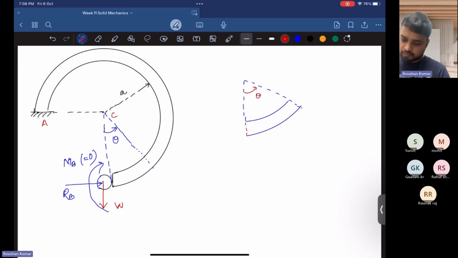This is angle theta. Here there is a reaction force acting, RB. Here there is also a moment about B, which is equal to 0. This is of radius A. To maintain the equilibrium, there is a force acting along theta direction, that is F theta. There is also a shear force acting, V theta, and there is also a moment, which is M theta.